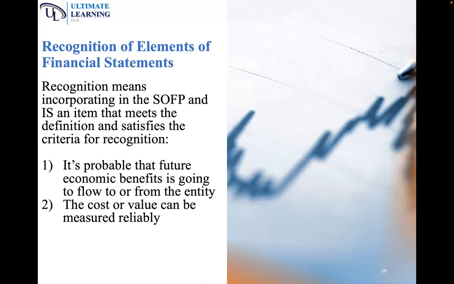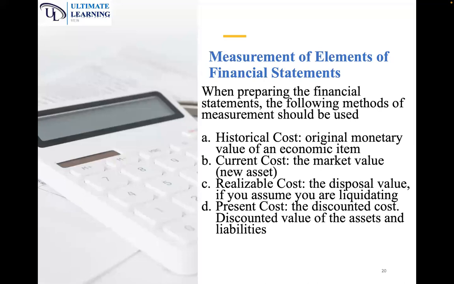And the second condition is the costs can be measured reliably. In other words, we must give a value to the element. So you can only give a value if you are in a position to measure it reliably.